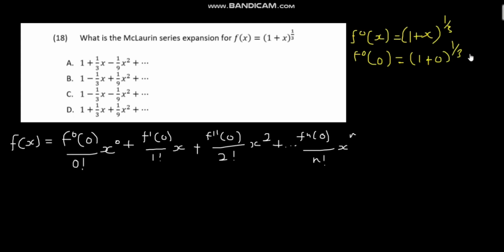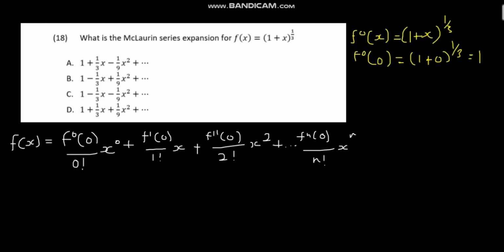So I'll find the zero derivative first. The zero derivative of the function will be the same as the function. That will be the same as 1 plus x to the power 1 over 3. It's like taking no derivative of the function. After that, you're going to find the zero derivative of the function at 0. That will be equal to 1 plus 0 to the power 1 over 3, and then this will give us the value 1.